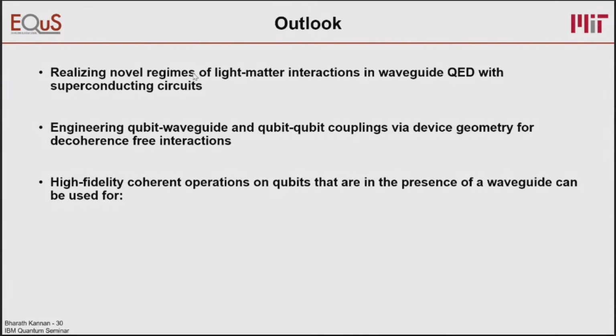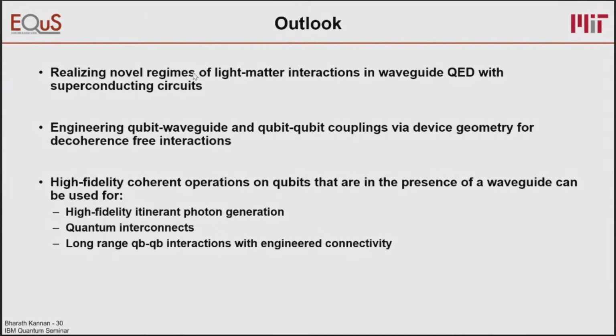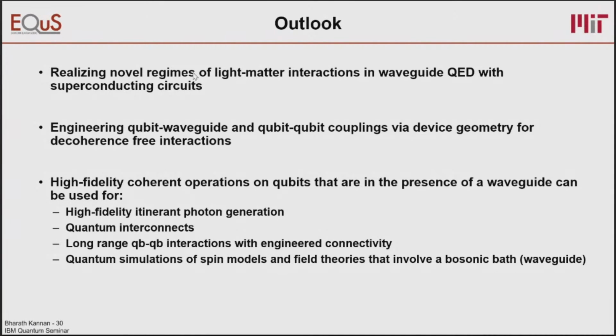And now the bigger picture: when are these high fidelity coherent operations on qubits useful, particularly for qubits that are in the presence of a waveguide? First of all, as I mentioned, this can be applied towards itinerant photon generation of non-classical photons. And this can then be applied for creating quantum interconnects if you want to try and communicate between 2 quantum chips, cross-chip. We can also think about these long-range interactions with engineered connectivity, particularly in the context of maybe doing some sort of quantum simulation of spin models or certain field theories that involve some kind of bosonic bath. So, for example, maybe some fermion-boson coupling type experiments. That's one of the things that we're actually thinking about.